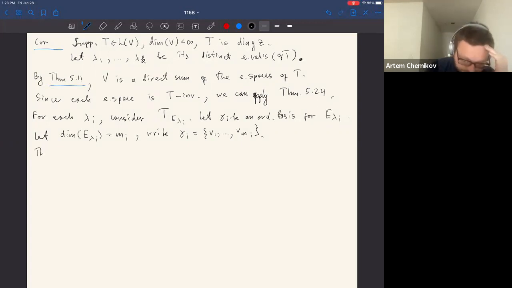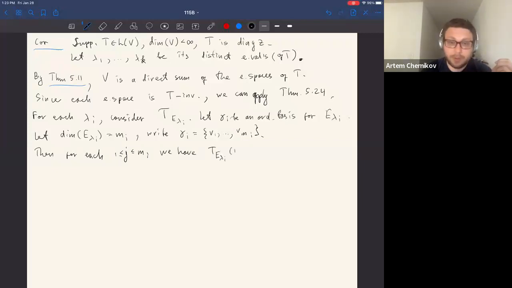So then for each j between 1 and mi, we can quickly see that applying T restricted to the subspace to Vj, well, since it's a vector in the eigenspace, T acting on it corresponds to just multiplying by lambda I, right? So this is just lambda I times Vj.